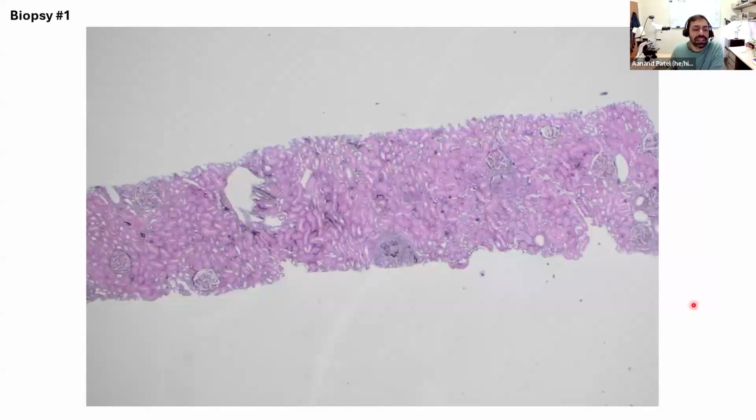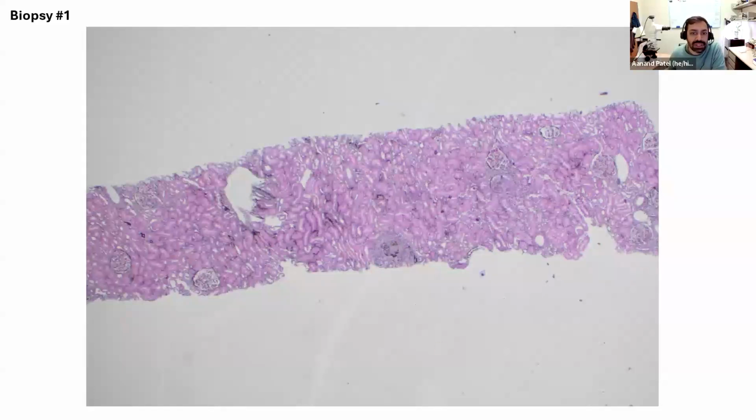So this was the first kidney biopsy she received, and in this biopsy at low power, we're seeing overall pretty good preservation of the parenchyma. There's minimal tubular atrophy and interstitial fibrosis. These tubules are all nice and pink and back to back. There's just a little bit of chronic injury there.